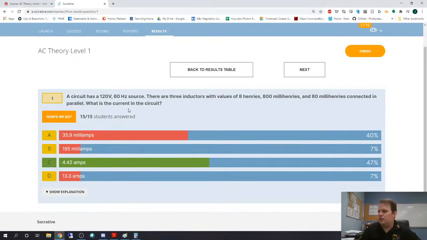All right, and 4.42 amps is the answer that we got. Good job, the 47% of you.